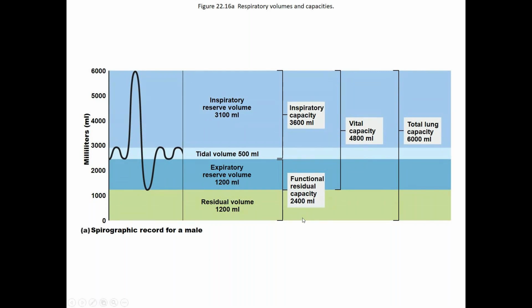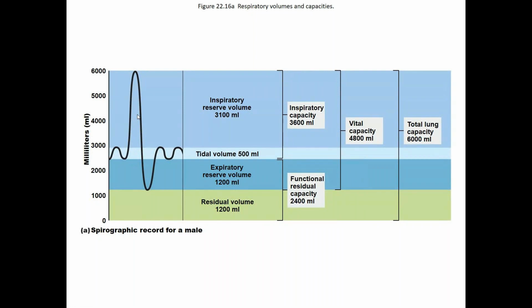Here is our spirograph of an adult male. Here's a tidal breath, so in and out, right? And so the up and down here, that measurement, that's our tidal volume. And then we ask him to take a big deep breath. So we have all of this air moving in. And so the tidal volume and the inspiratory reserve volume above that in the darker color. You get the idea.